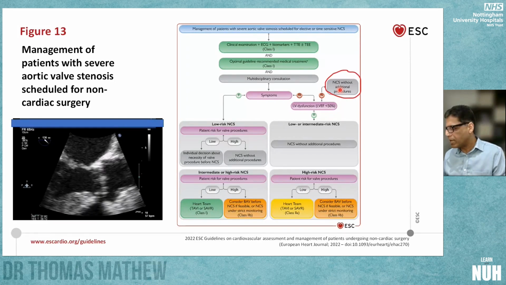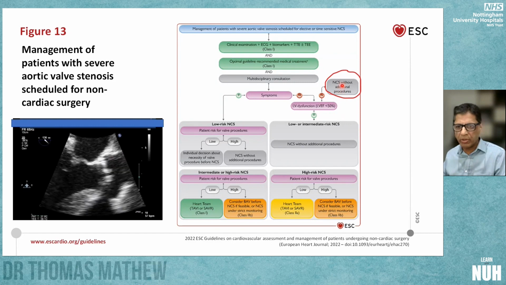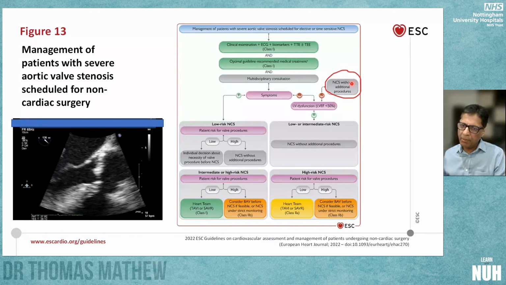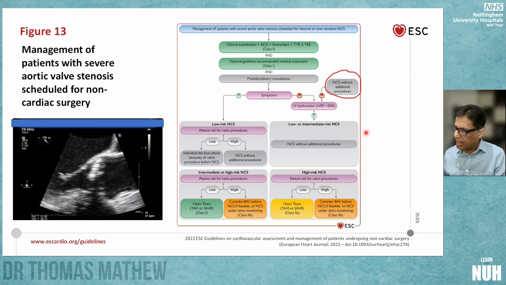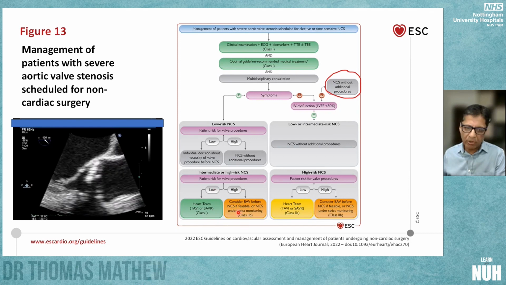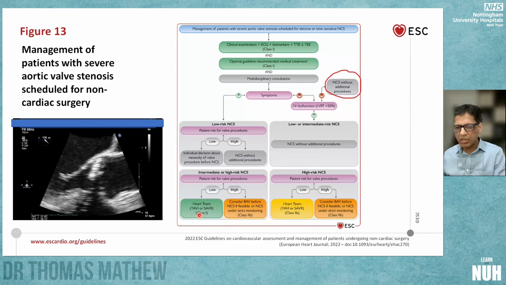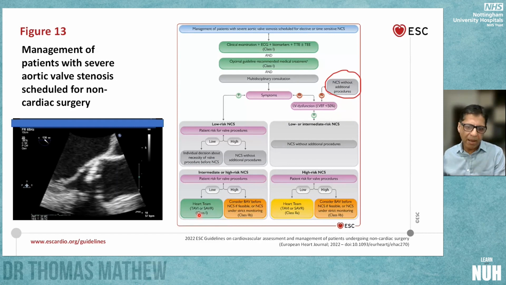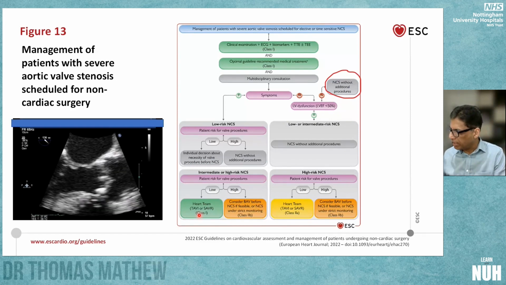Trying to avoid hypotension during the procedure with intra-arterial monitoring, accepting a small risk of cardiac complications. But if they have symptoms or LV function is less than 50%, ideally these patients should be considered for some form of valve intervention. It could either be a bridge like a balloon valvotomy or a permanent procedure like a TAVI or a surgical aortic valve replacement before undertaking non-cardiac surgery, provided the surgery can be delayed.